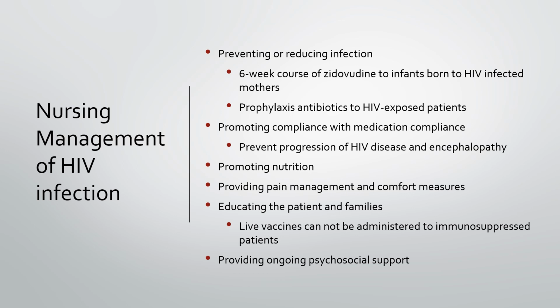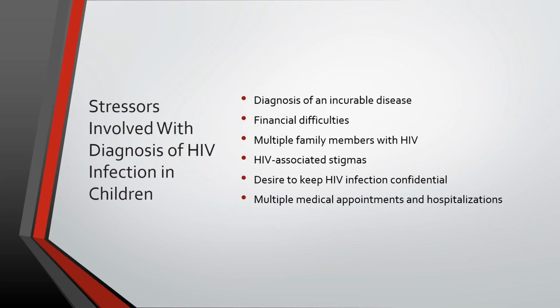There's going to be lots and lots of education that goes out to the patients and the families. Adolescents about safe sex practices, using condoms with each encounter. Live vaccines can't be administered if they are immunosuppressed. And then we're going to make sure we're providing ongoing psychosocial support.